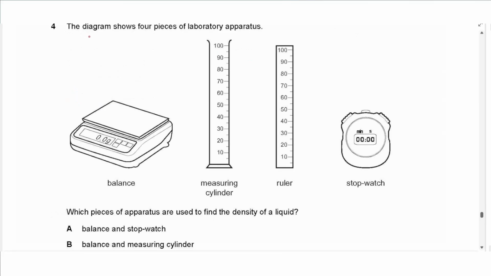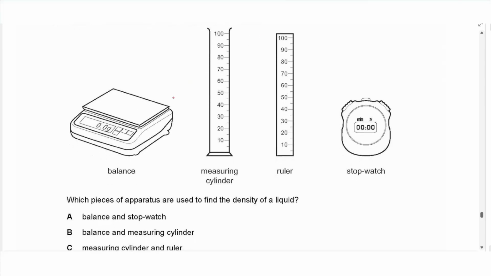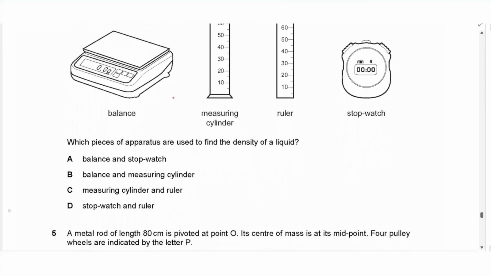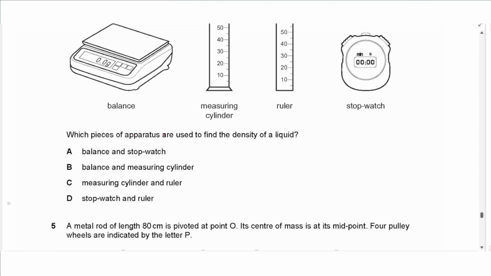Question 4 says the diagram shows 4 pieces of laboratory apparatus. We have balance, measuring cylinder, ruler, and a stopwatch. Which pieces of apparatus are used to find the density of the liquid? So we need mass and volume. For a liquid we need a measuring cylinder. So balance and stopwatch, no. Balance and measuring cylinder, yes. So the answer is B.